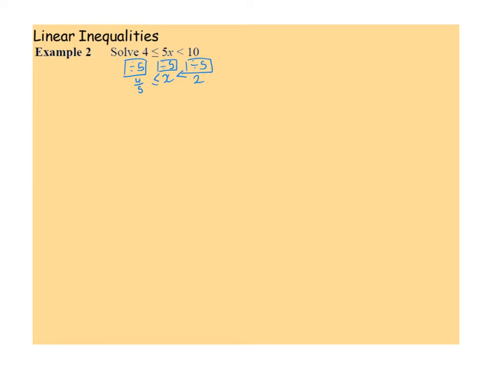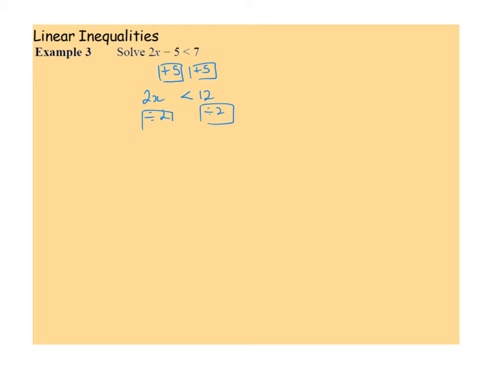Okay, on to example 3. This time you've got a bit more work to do, but still exactly the same as if you're solving linear equations. We need x on its own. To get x on its own, we need to add 5 to both sides first, which will get me 2x is less than 12, and then divide both sides by 2, and we get x is less than 6. So that's example 3 done.